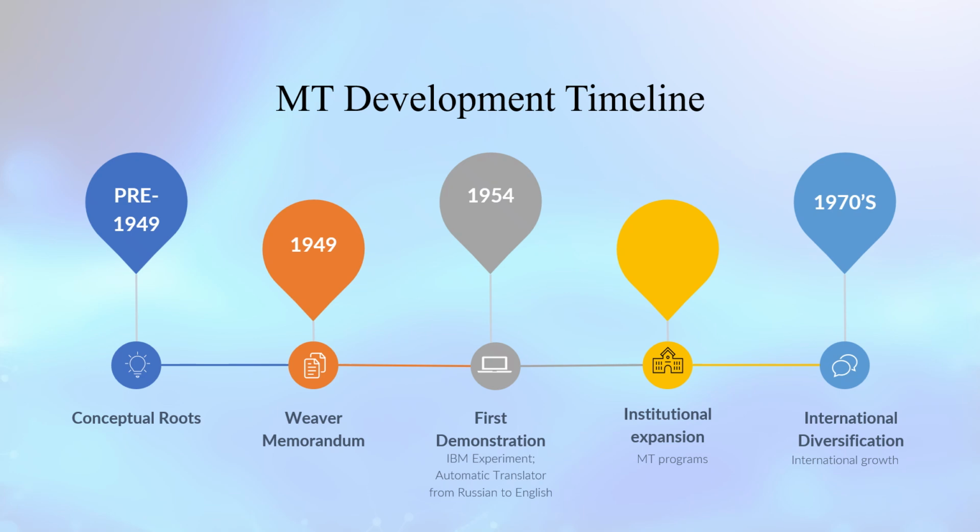The following years saw institutional expansion as universities and governments, particularly during the Cold War, invested heavily in machine translation research programs. By the 1970s, machine translation had diversified internationally, with new research centers emerging in Europe and Asia, making the transition from localized experimentation to a globally collaborative field.